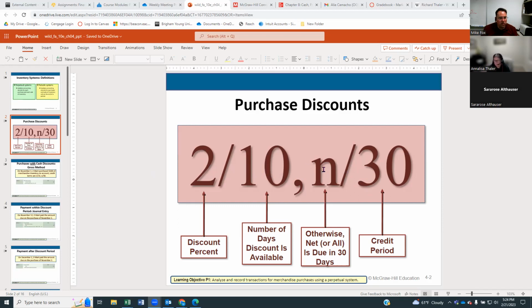And the most common you'll see in real life, at least that I see, are either like a 1/10, so 1% discount in 10 days, or a 2/10. Sometimes I'll see like a 2/15, but the most common I see is like an EOM, which means end of month, which just means you owe the whole amount by the end of the month.